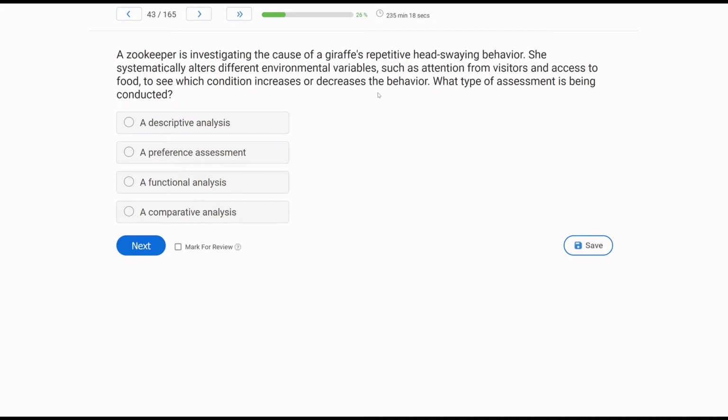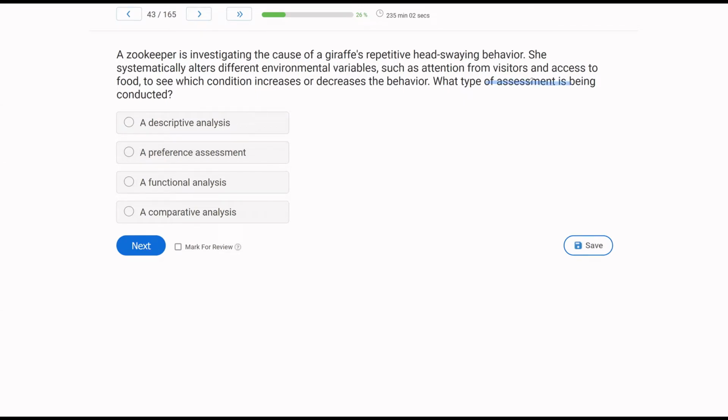A zookeeper is investigating the cause of a giraffe's repetitive head-swaying behavior. She systematically alters different environmental variables, such as attention from visitors and access to food, to see which condition increases or decreases the behavior. What type of assessment is being conducted?